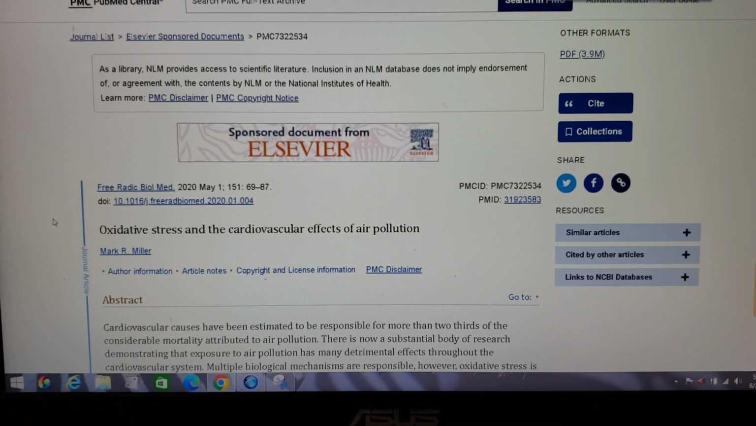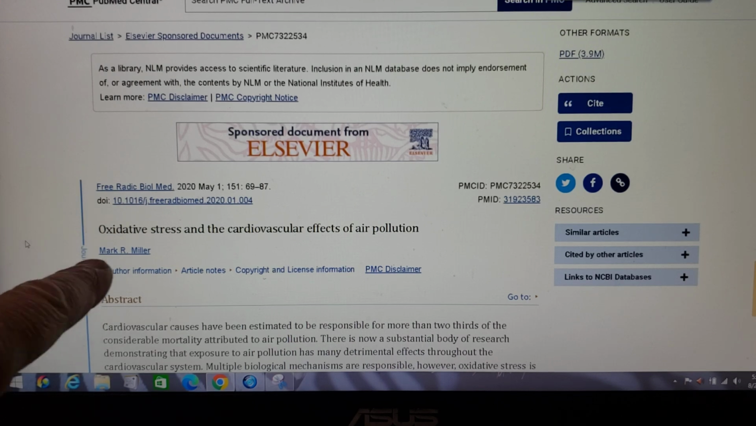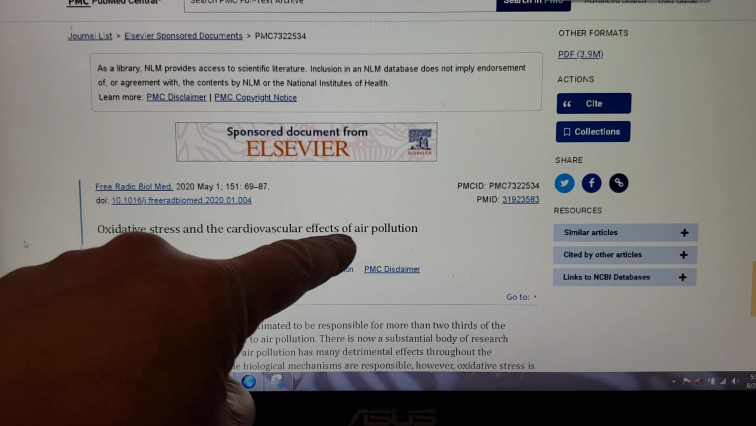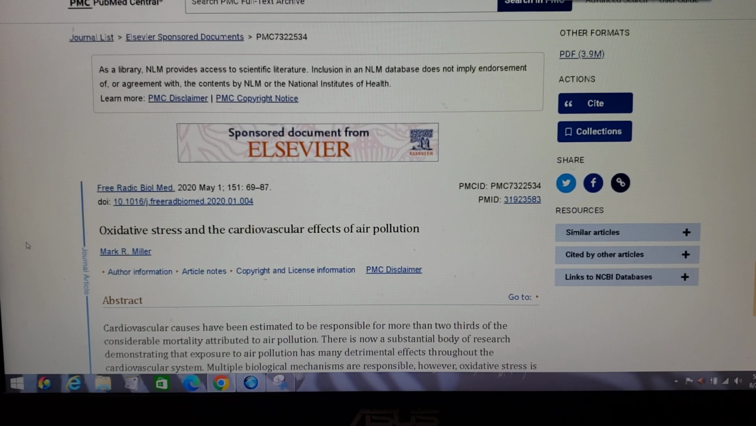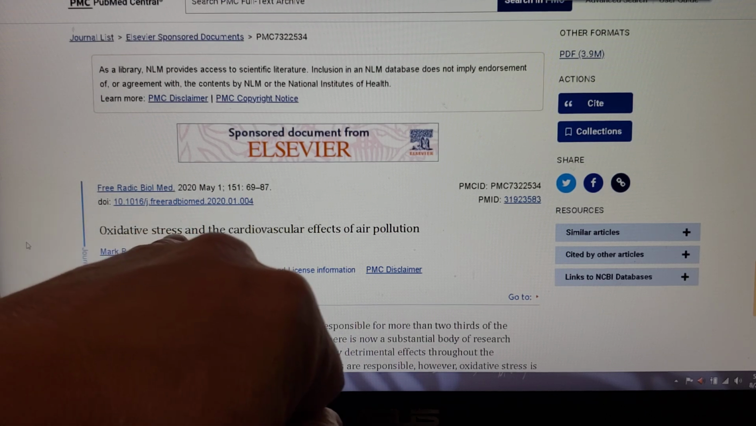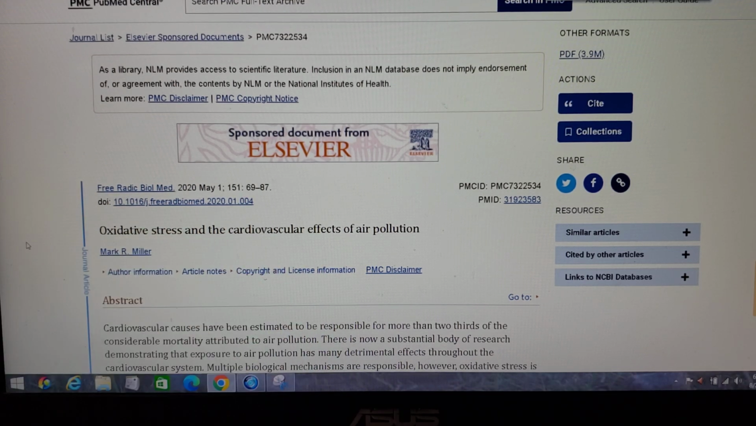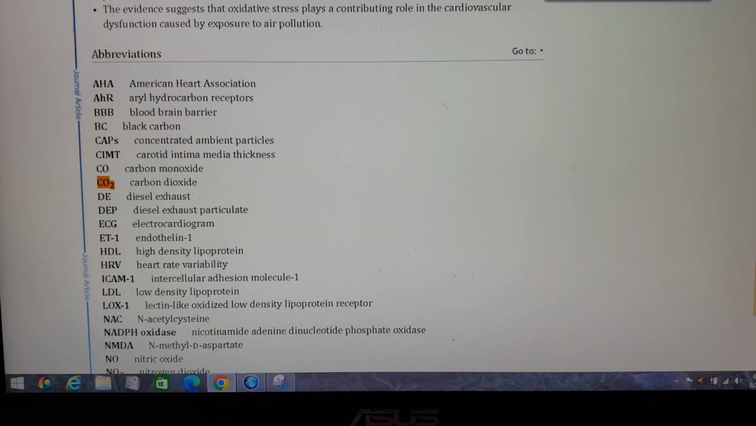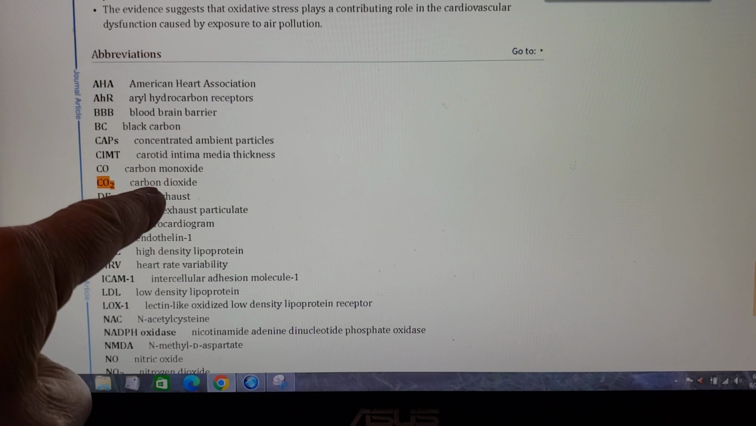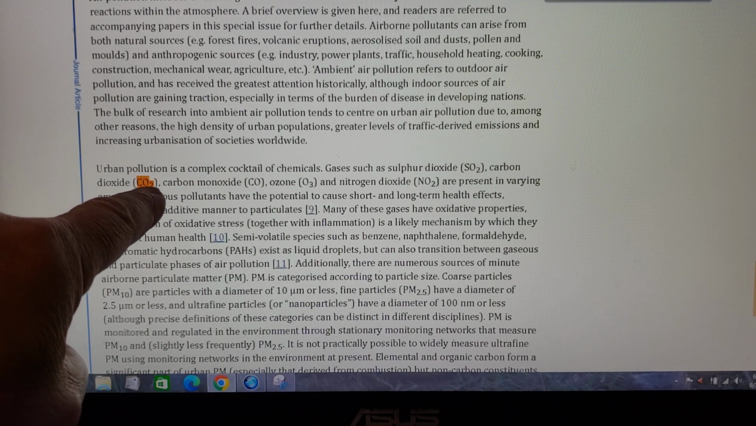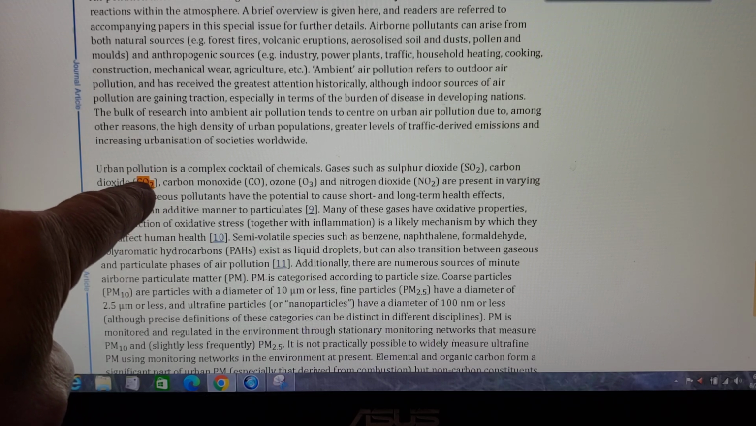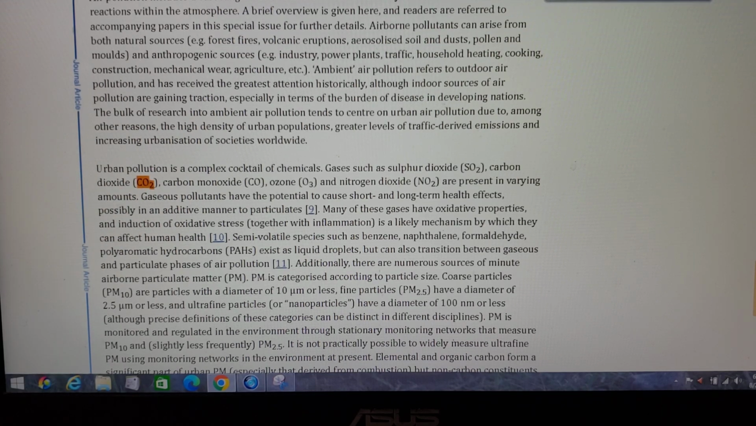So one last study I'll put in here that you guys can look at: oxidative stress and the cardiovascular effects of air pollution. One of the air pollutants that cause this oxidative stress, I'm just showing you this to show you that you can quickly and easily find how CO2 is related to increased oxidative stress. So CO2 is one of the ones they mention. CO2 is considered air pollution. So it's basically air pollution because it makes your body work harder.